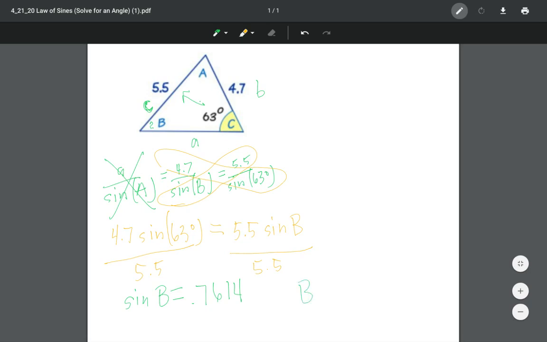So when we take the inverse sine, B equals inverse sine of the decimal 0.7614. We find out that B equals 49.6 degrees. I rounded there to the nearest tenth, but in a problem for your homework, it would tell you how to round. So if you got that, you are following along just fine.